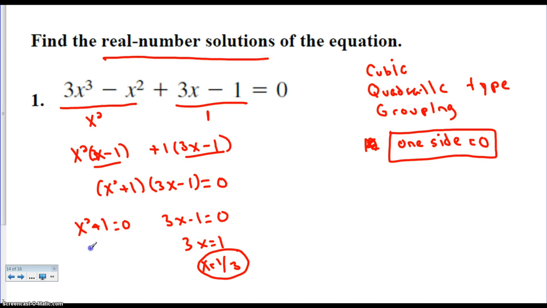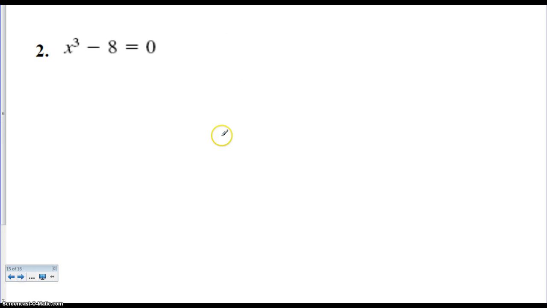Here, I subtract 1 from both sides. So I get x to be plus or minus i, because I'm taking the square root of a negative. That's not a real number, so this has one real solution. That's x equals 1/3. Let's get another example.